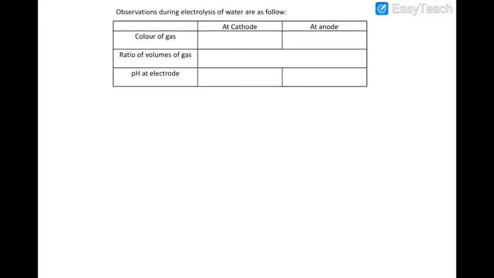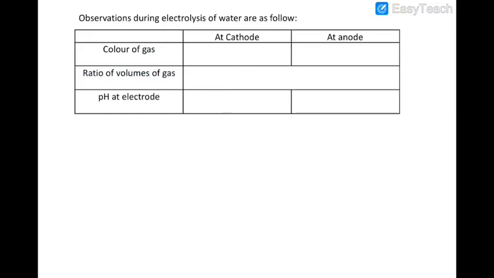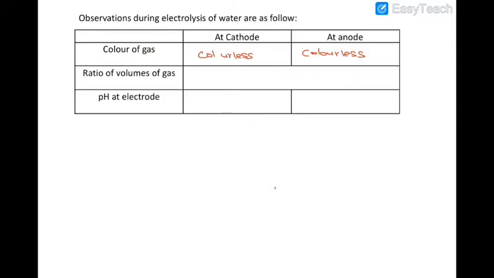And when we look at the observations at the cathode, you have hydrogen gas being produced, which is colorless. At the anode, you have oxygen gas being produced, also colorless. For the volume of gas, at the cathode we have hydrogen and at the anode we have oxygen, so the ratio of hydrogen to oxygen is 2:1.